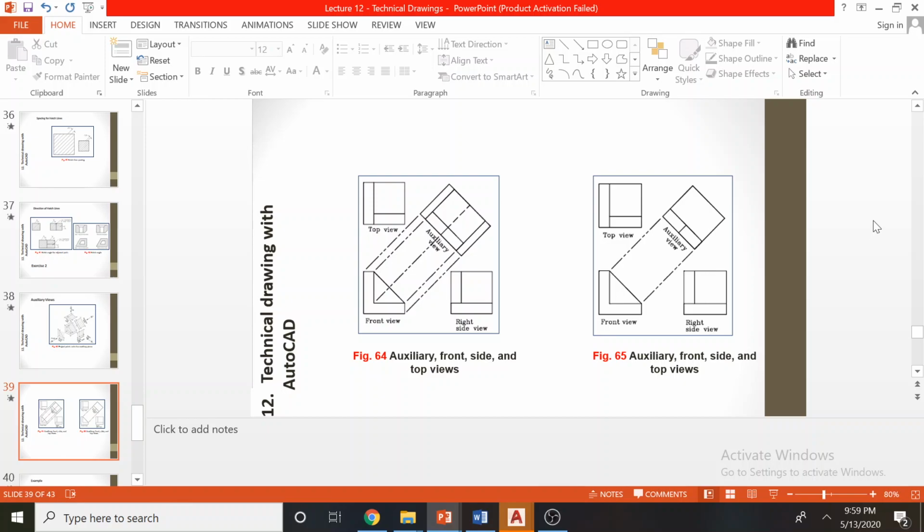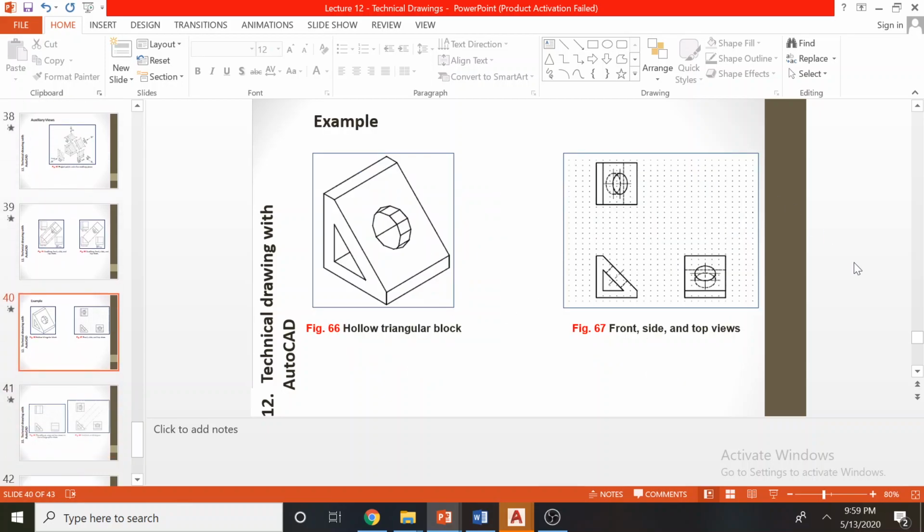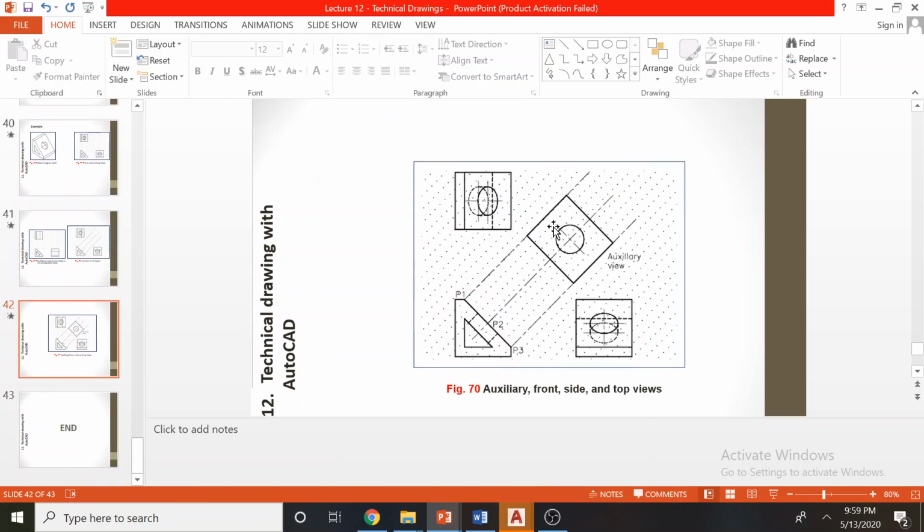In order to do auxiliary views in AutoCAD or manual classes, we project perpendicular to this plane and draw whatever we can see. But be careful when you have holes in this plane. When you look from the front view, you cannot see a hole as a circular shape. You may see an ellipse because this is at an angle. If you look from the right view, you also cannot see the circular shape clearly; it may be shown as an elliptical shape. But if you look from the auxiliary side, this view is clearly seen as a circle. So remember these fundamentals: if you want to see a circular shape as a circle, you have to look directly into it. Otherwise you will see ellipse shapes.